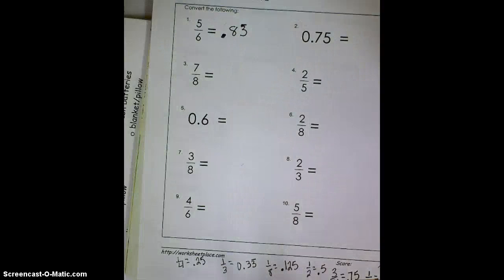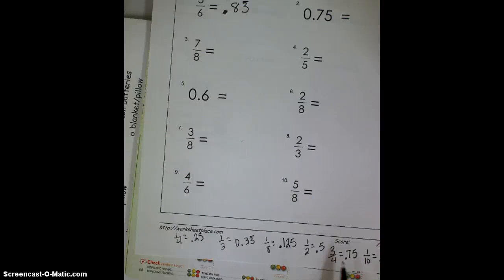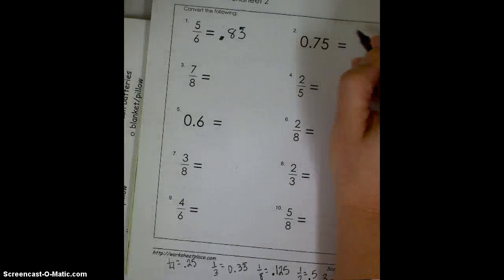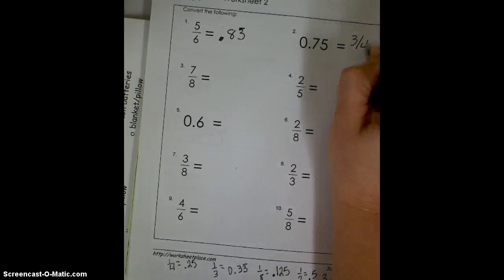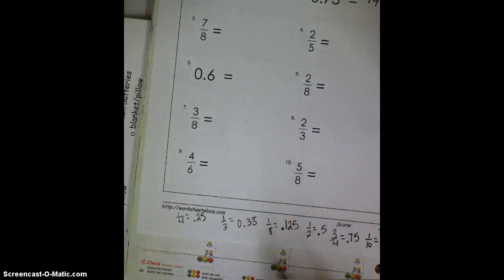Number 2, we wrote it at the bottom if you recognized it yet. 0.75 is the same as 3/4. This again is one that we wrote at the bottom with the eighths.